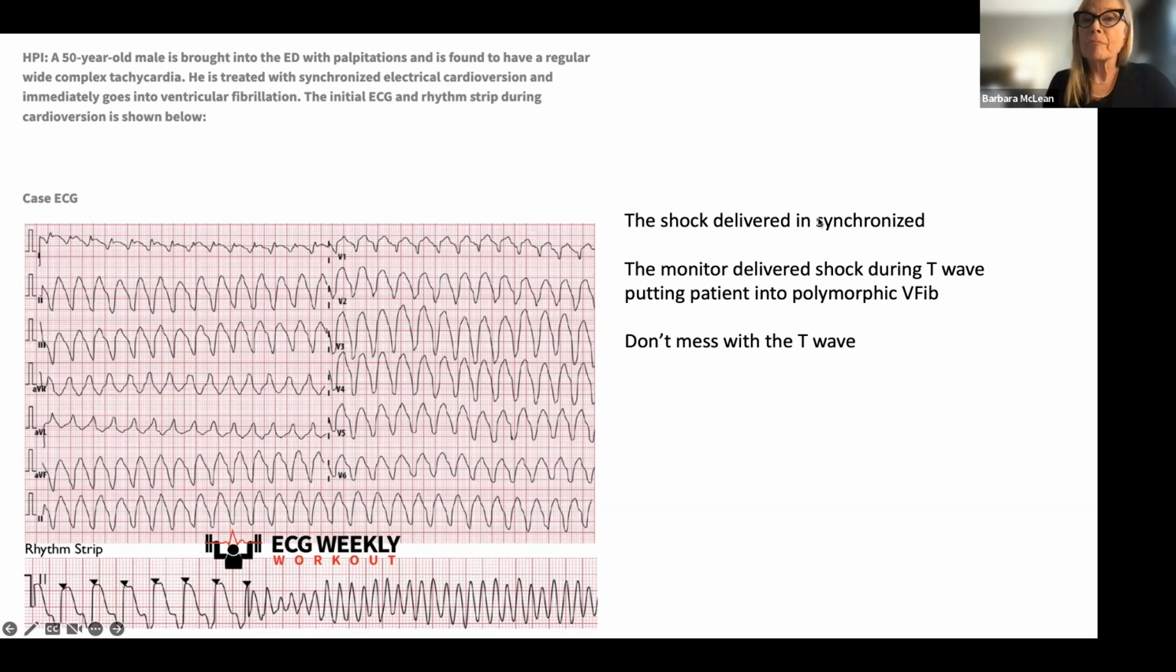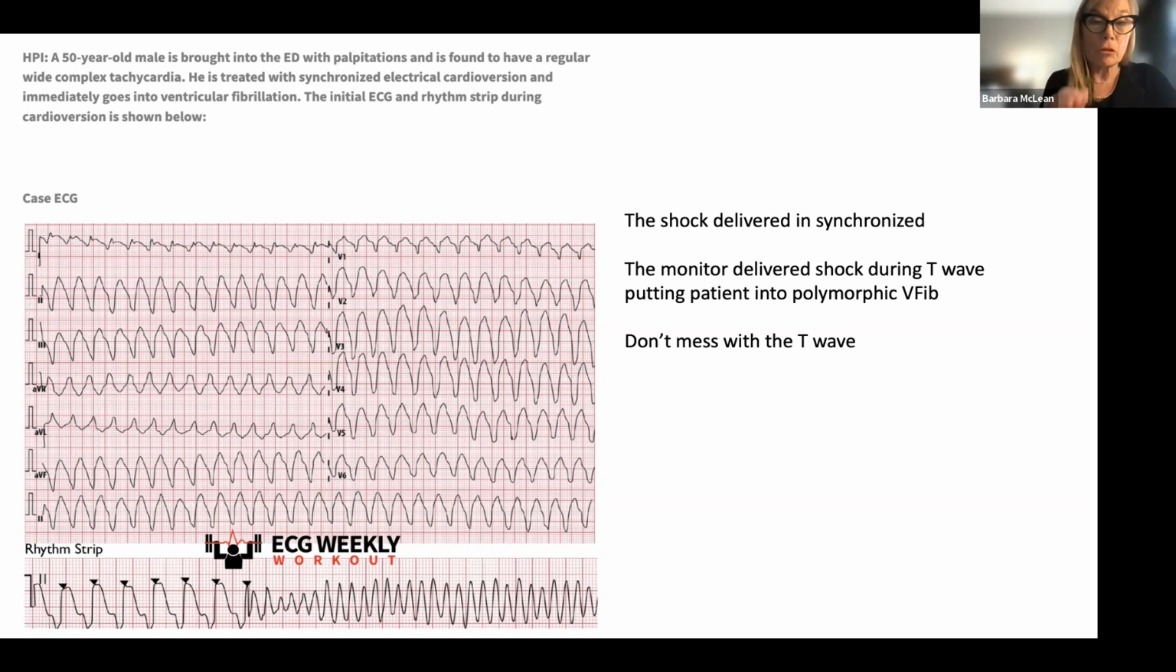So here's the thing. Always deliver your shock in synchronization. Make sure you're not shocking on the T wave, because when we shocked on the T wave, the patient went into a polymorphic VFib, polymorphic VTach, polymorphic VFib. Don't ever mess with the T wave. If you think you have a T wave, don't mess with it.